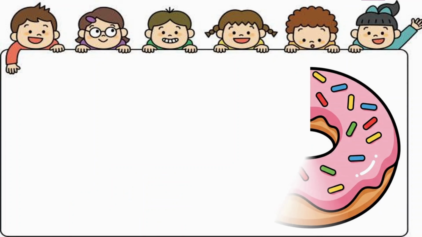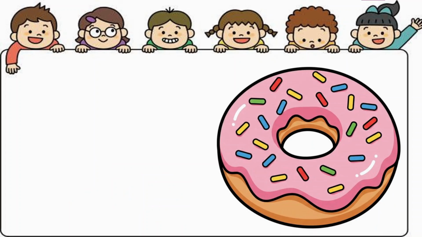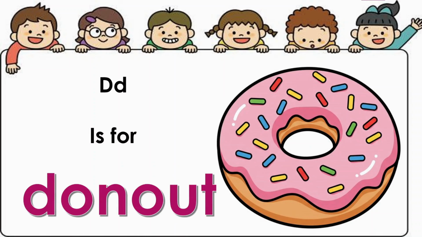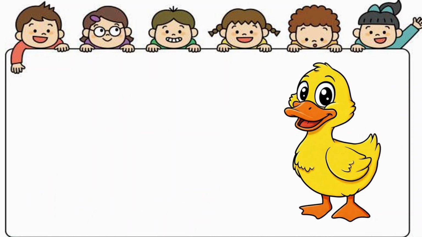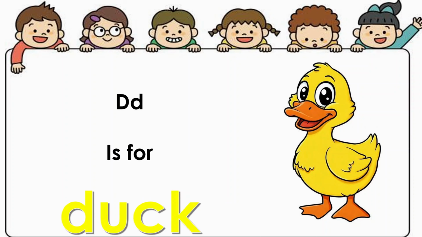Next we have donut. Donut. D is for donut. Do you like donuts? Say with me, donut. Let's see next what we have. Duck. Duck. D is for duck. Can you tell me the color of duck? Yellow. Good job.